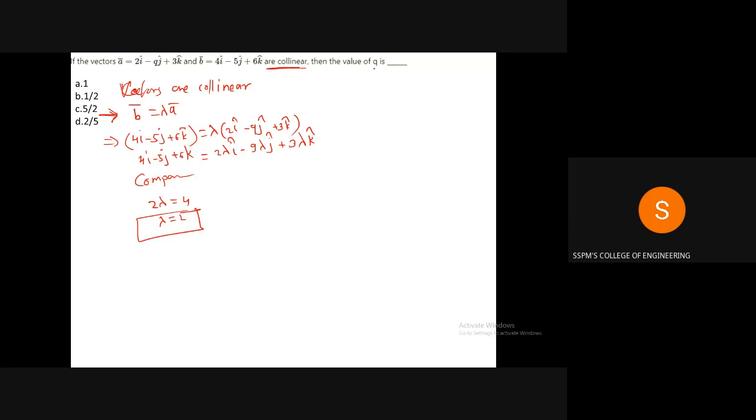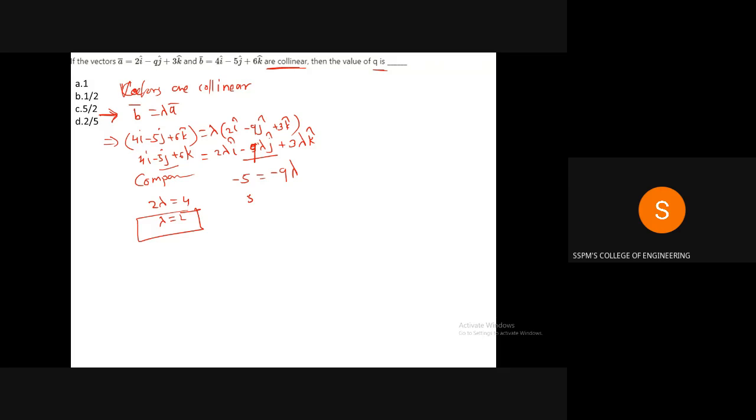But we have to find the value of q. So where is q? So this is not 9, it is q. So if we compare the j component, it is minus 5 is equal to minus q lambda. That is 5 is equal to q lambda. That is 5 is equal to q into what? Lambda, the value of lambda is 2. So q is equal to what? If we divide by 2, we have 5 by 2. So the value of q is 5 divided by 2.